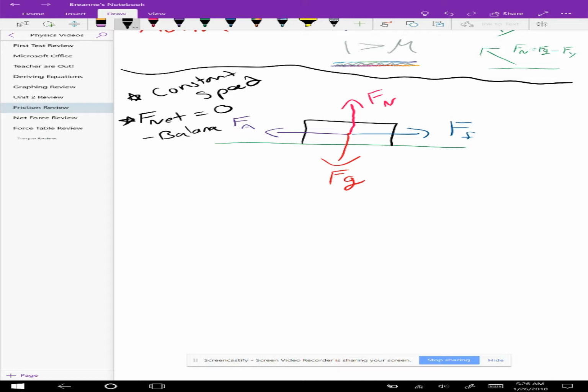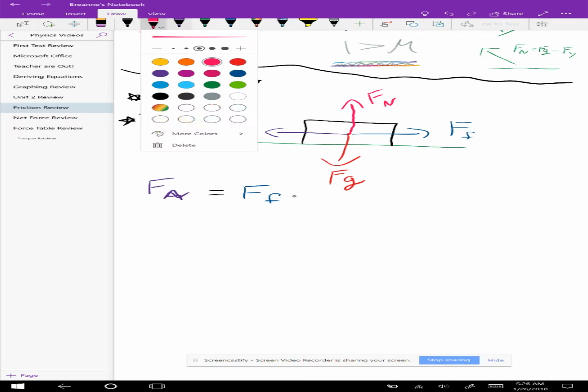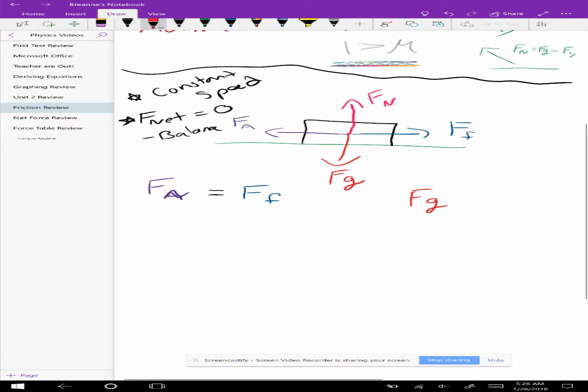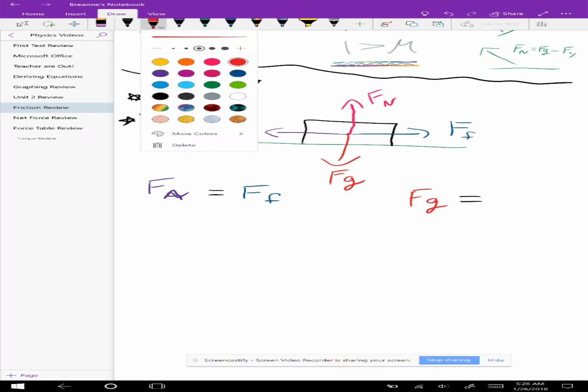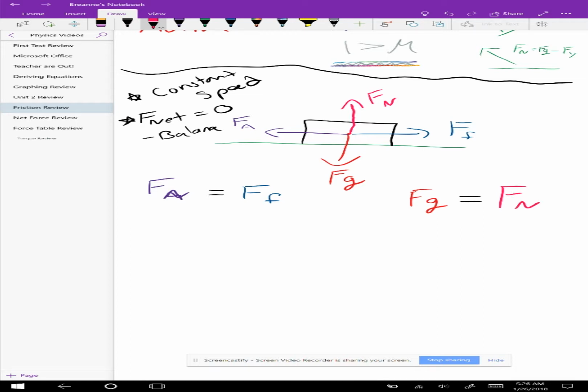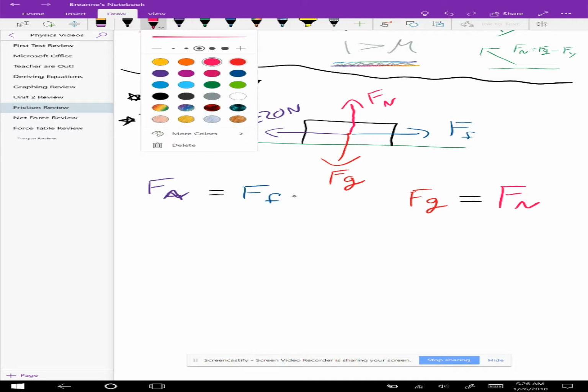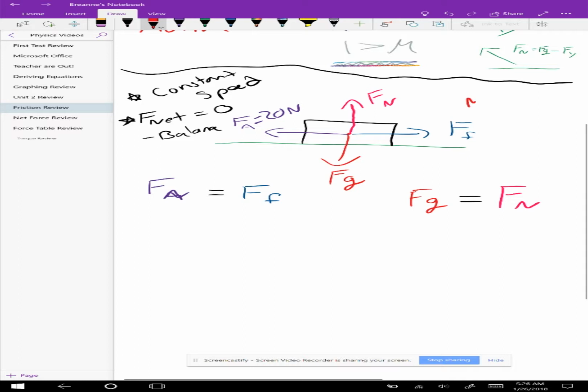So basically, what you're looking at is your force applied has got to equal your force of friction, and your force of gravity has got to equal your force of normal. This is only true if you're at constant speed. So let's say in the problem, I say that your force applied is 20 newtons, and I've given you a mass of the block of 30.